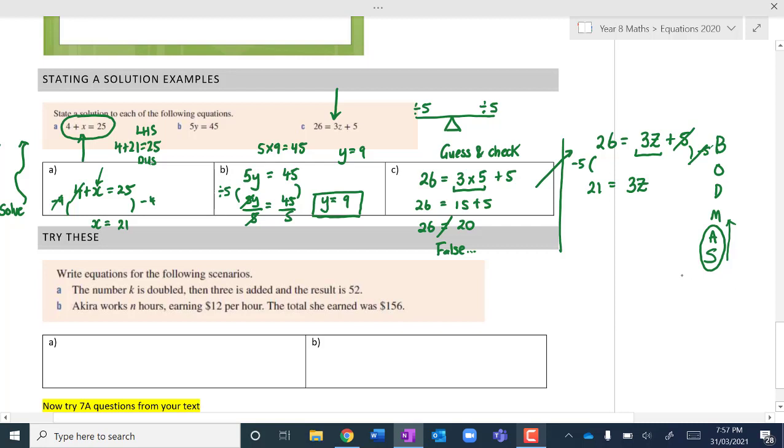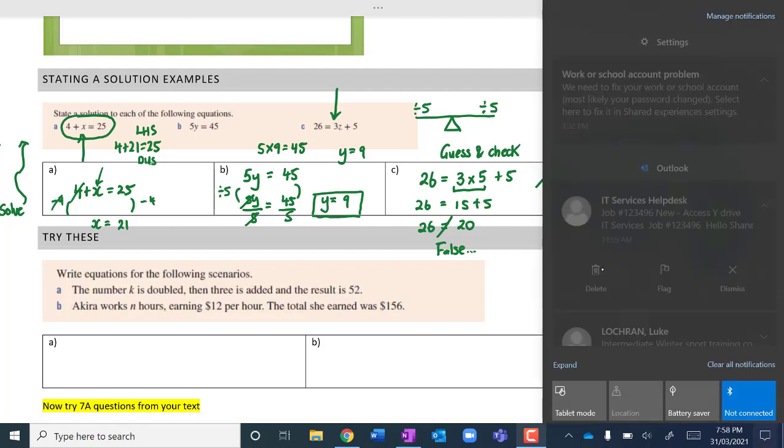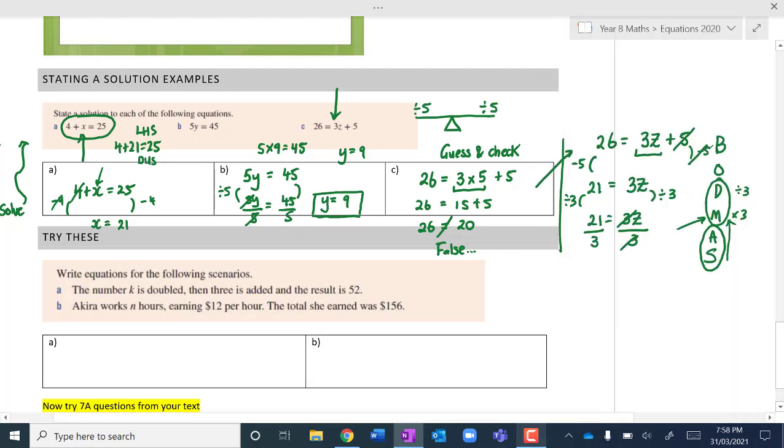Now, I've dealt with my addition and subtraction. Now we've got division and multiplication. z is multiplied by 3. What is the opposite of multiply by 3? The opposite of multiply by 3 is divide by 3. So if I divide the left-hand and right-hand side by 3, we're going to find what z is. Have a look at this. What happens to the 3s? They cancel out. So we're left with z is equal to, oops, I didn't divide the right-hand side by 3. Okay, so you can see there z is equal to 21 divided by 3, which is 7.